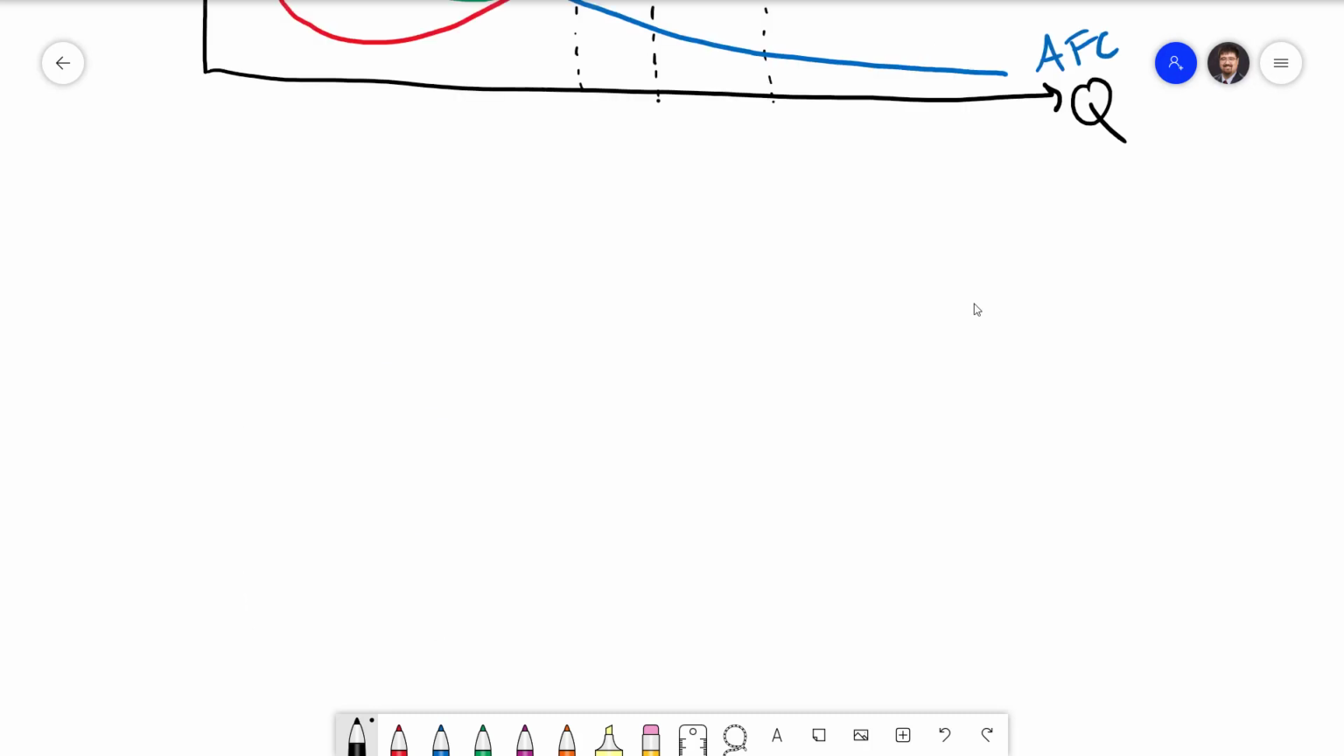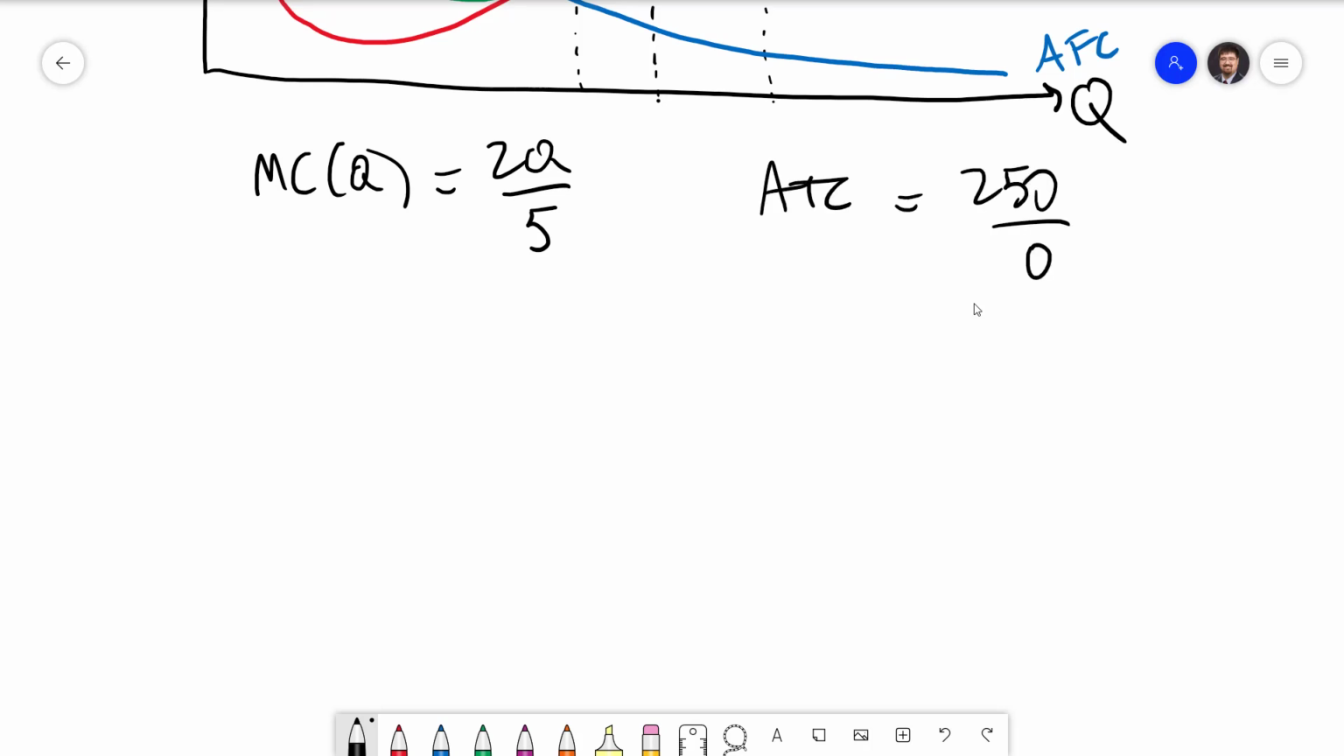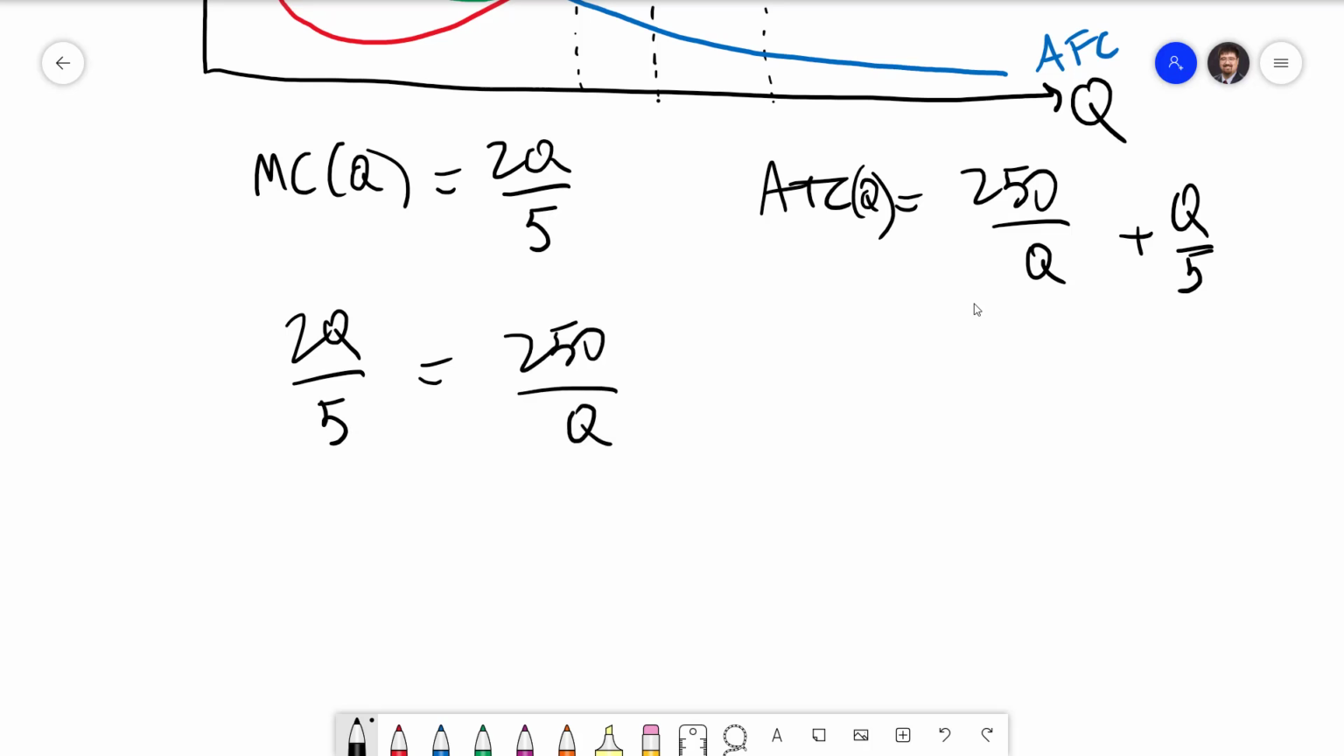Let's find the efficient scale of our example cost function. We found above that the marginal cost is 2Q over 5, and the average total cost is 250 over Q plus Q over 5. We know that the efficient scale is where marginal cost and average total cost cross, so we're going to set 2Q over 5 equal to 250 over Q plus Q over 5, and then we're going to solve for Q.